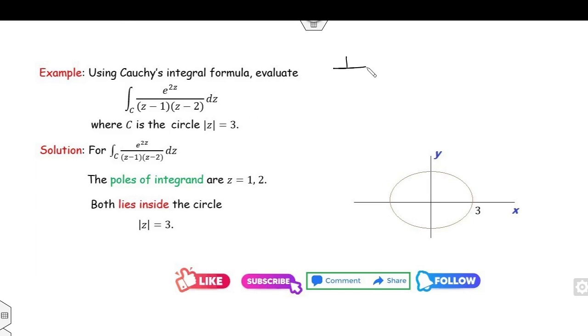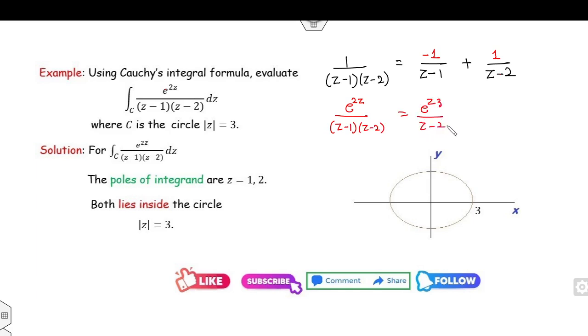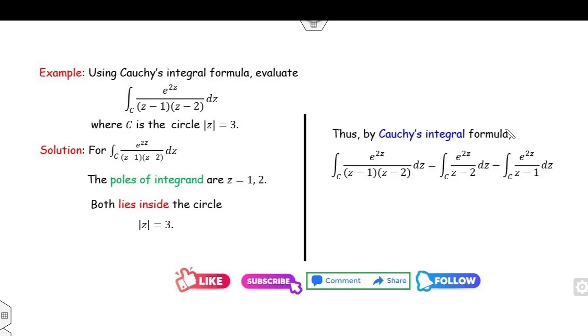The first method is, can you write the partial fraction of z minus 1, z minus 2? So it is z minus 1, z minus 2. What is the value at z is equal to 1? It is minus 1. Z is equal to 2, it is plus 1. Then I can multiply e raised to power 2z on both sides, over z minus 1, z minus 2. I can write firstly the positive part.